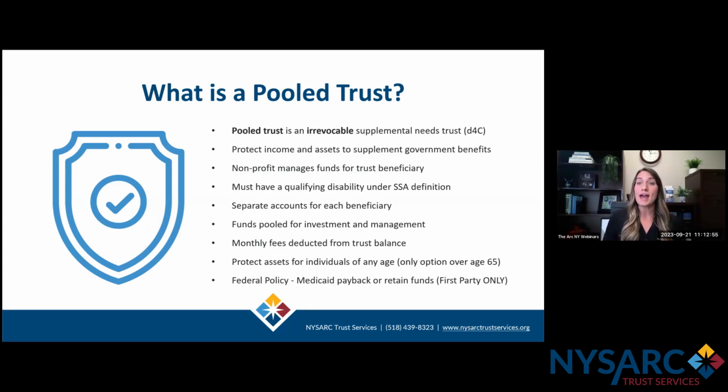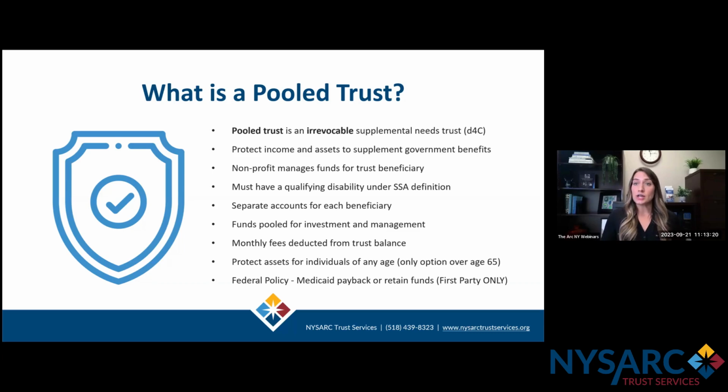If you receive SSI or SSDI, you are already eligible to use a pooled trust. You've gone through that process of being deemed disabled. If you're looking to qualify for Medicaid services, you may need to fill out some forms with the local Medicaid office in order to verify your disability to use a trust in order to protect assets or income.